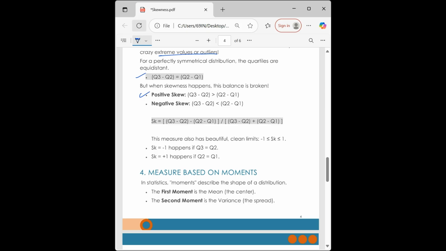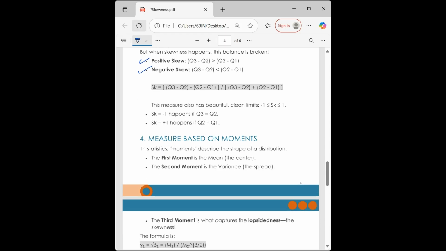Positive skew: Q3 minus Q2 is greater than Q2 minus Q1. The top section is stretched out. Negative skew: Q3 minus Q2 is lesser than Q2 minus Q1. The bottom section is stretched out. Now see, Bowley's formula captures this imbalance perfectly.